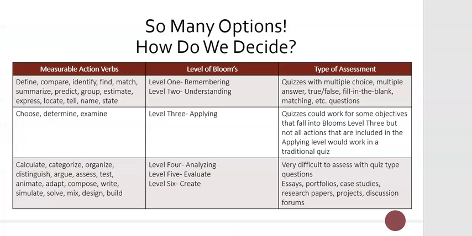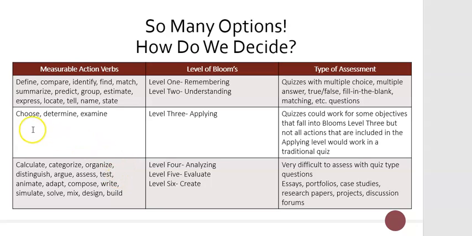So from there, let's talk about this pyramid and course design connection process that we've been looking at. We start with the measurable Bloom's objectives on the left. If we include action verbs like define, compare, identify, match, find, summarize, predict, group, estimate, express, and so forth, most of the time those fit within the lower 2 levels of Bloom's, which are remembering and understanding. And you can assess those with multiple choice questions, multiple answer, true/false, fill in the blank, matching, etc.